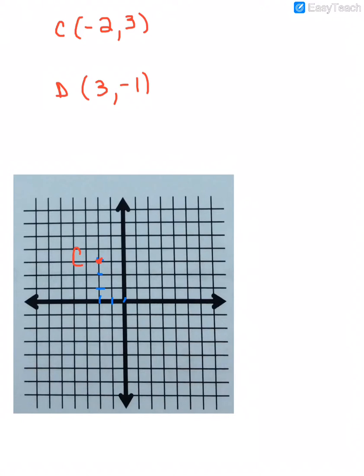And then if I'm going to plot D, D is at 3, negative 1. So it's a positive 3. So again, I start at 0, 0, and I go positive 1, 2, 3. And then negative 1, so I go down 1. That's where I put my point for D.